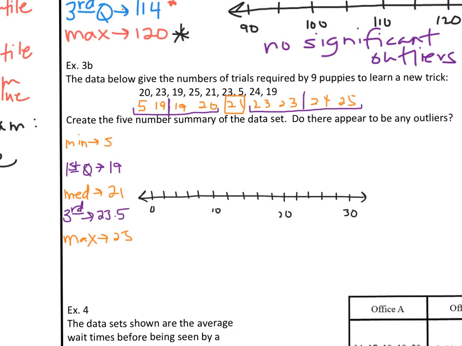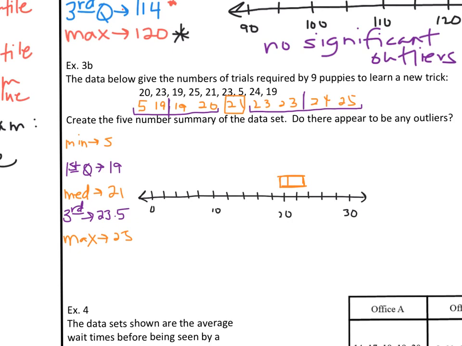Now our median was at 21, so just beyond 20, I'm going to draw that first vertical segment. My first quartile was 19, just to the left of that. And my third quartile is 23.5. So there's 22, 24, 23.5 is right there. And we'll connect those with a rectangle. Notice those data points are very close together.